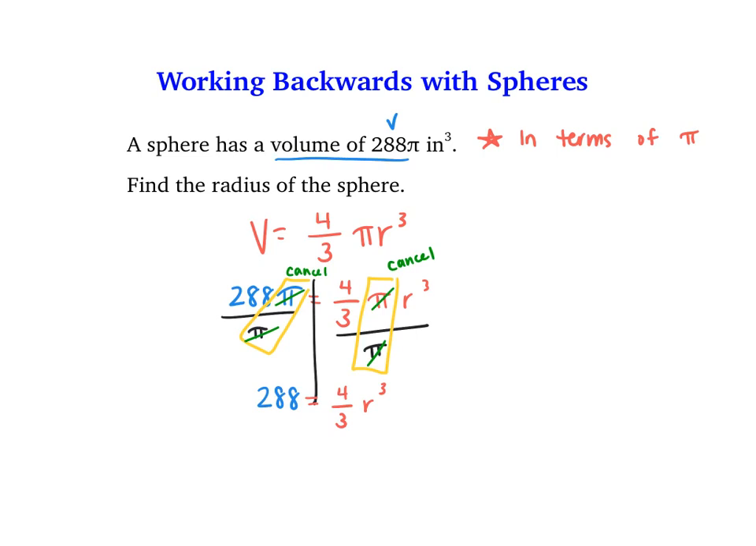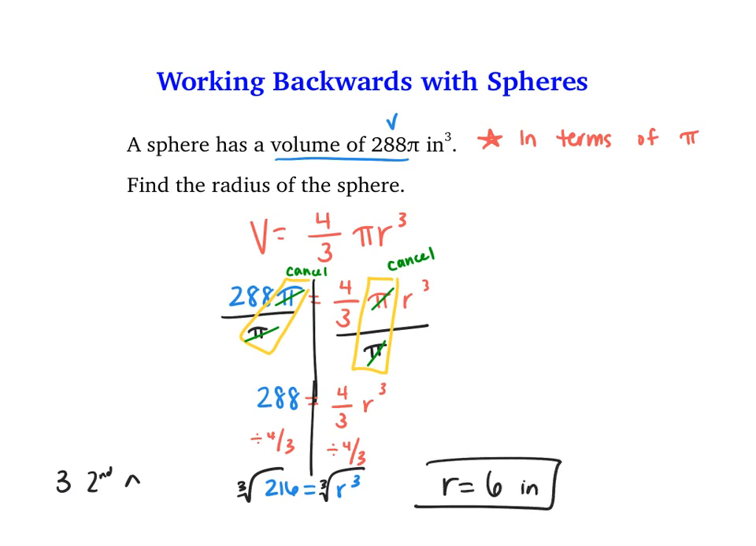From there, I'd want to now get rid of the 4/3, so I'd divide both sides by 4/3. And let's see what 288 divided by 4/3 is. That gets me 216 is r cubed. So I'm going to cubed root both sides. Again, that's 3 second caret key. So 3 second caret 216. And that tells me that my radius for this example would be 6.